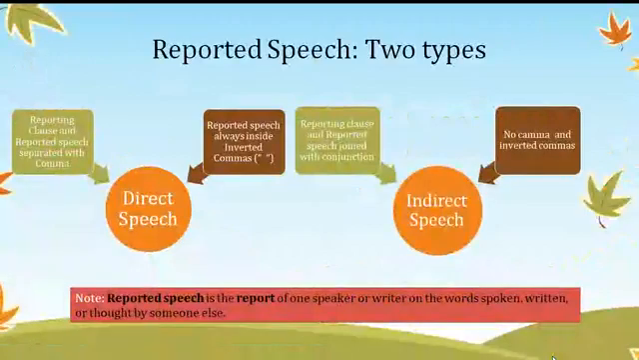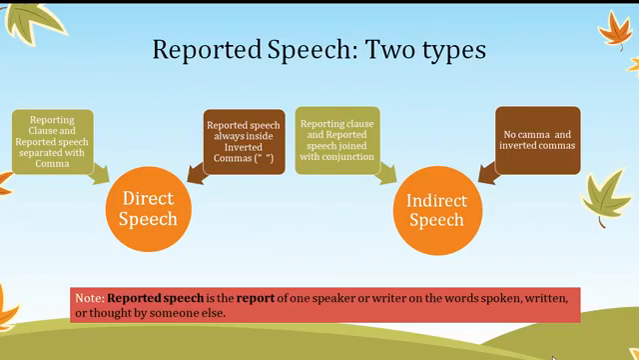So in the next slide, before learning about the types and anything else, we should go into what we mean by reported speech. It is given in the note, you can see: reported speech is the report of one speaker or writer on the words spoken, written or thought by someone else. This is a very important thing to understand. If somebody says something, or the speaker speaks something, or the writer writes something, and exactly what they speak, write or think is reported, then that is known as reported speech.